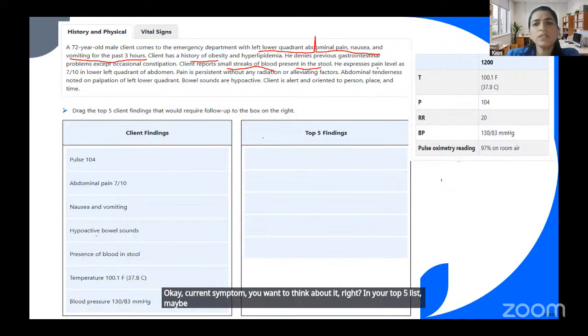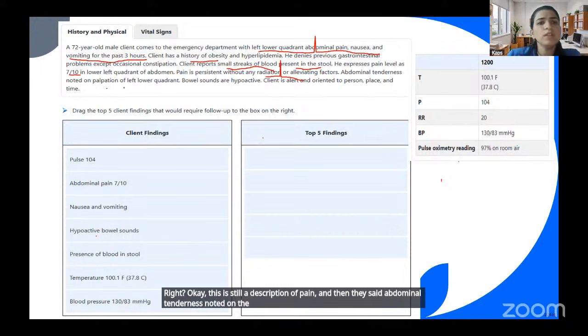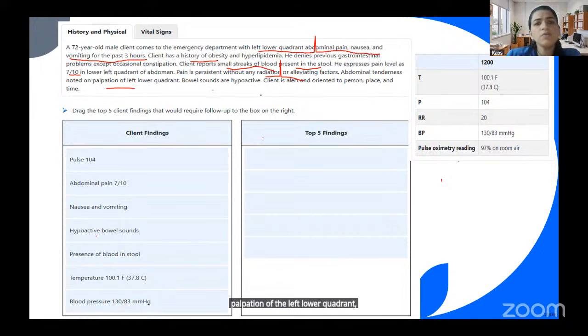Now he expresses the pain level is what? 7 out of 10. Right now, the patient is still in pain. You want to think about it still because this is a present symptom. And the pain is persistent without any radiation or alleviating factor, right? Okay, this is still a description of pain. And then they said abdominal tenderness noted on palpation of the left lower quadrant. The bowel sounds are hypoactive and the client is alert and oriented right now.